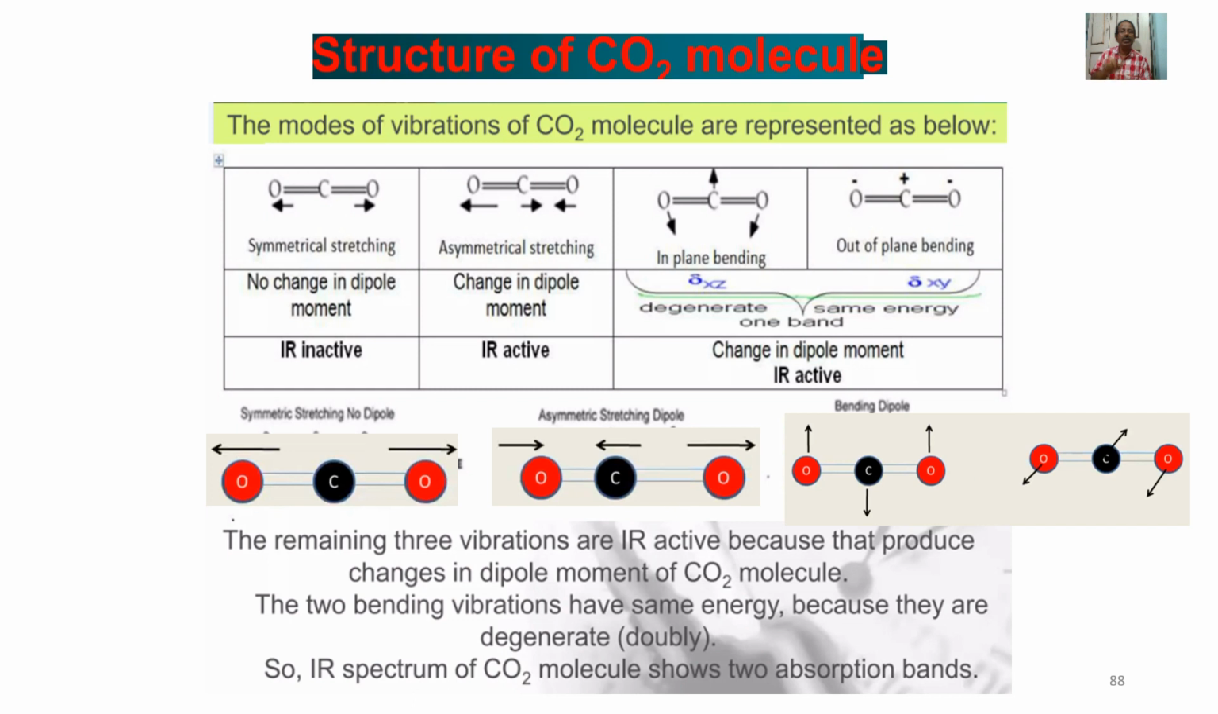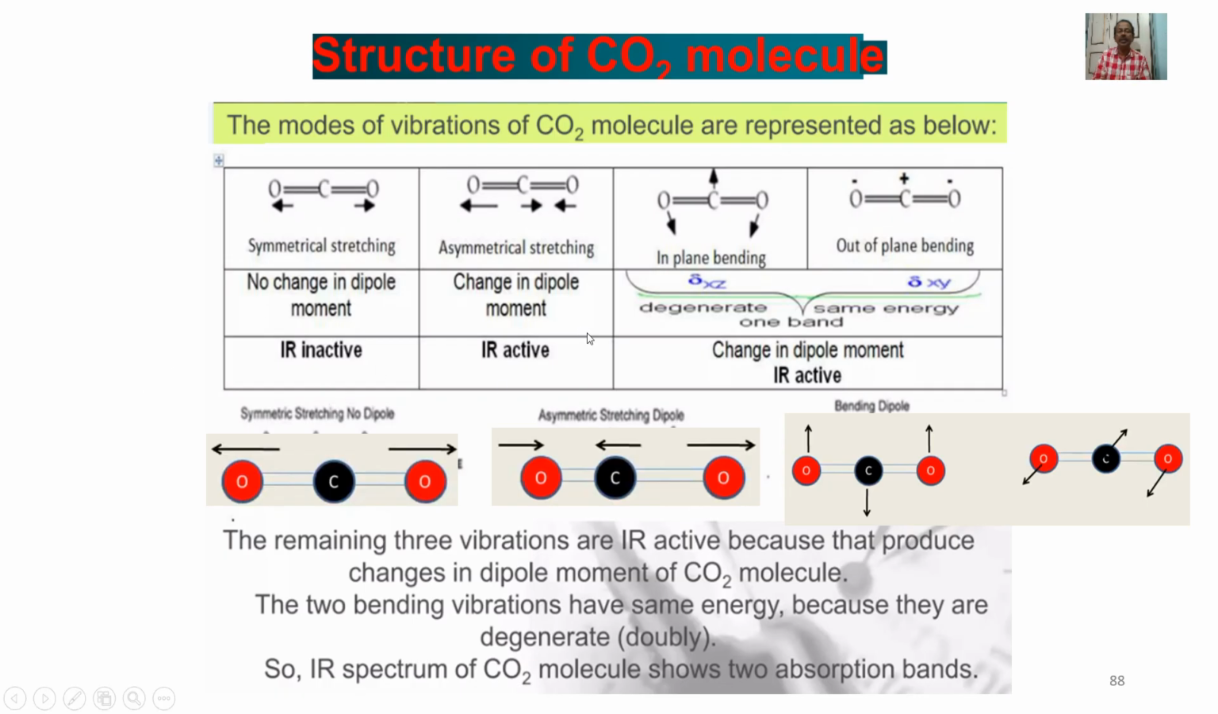What is the next one? Asymmetrical stretching. One goes like this, another one goes like this. So we have asymmetric stretching. One is like this, another one is like this. So this is your asymmetrical stretching. And surely there will be change in dipole moment, and it is IR active.